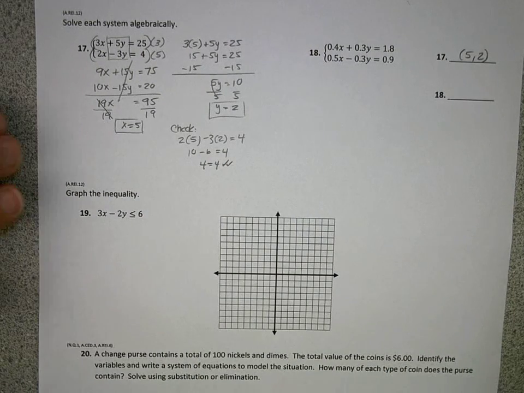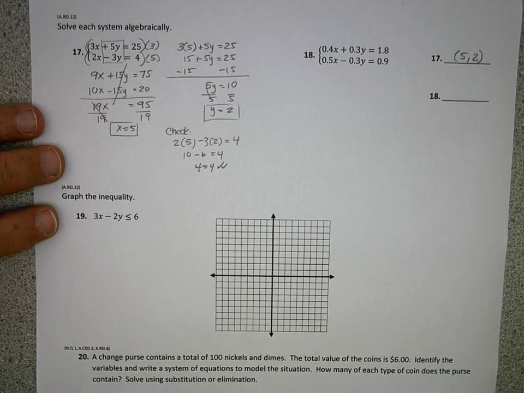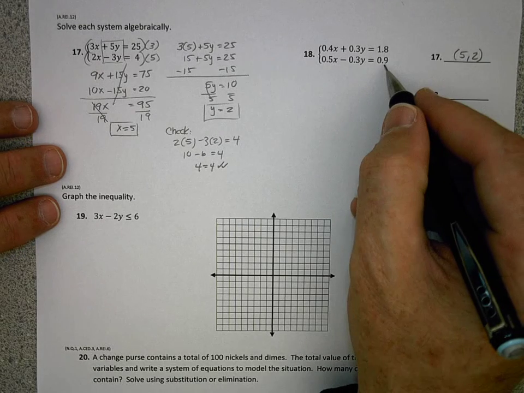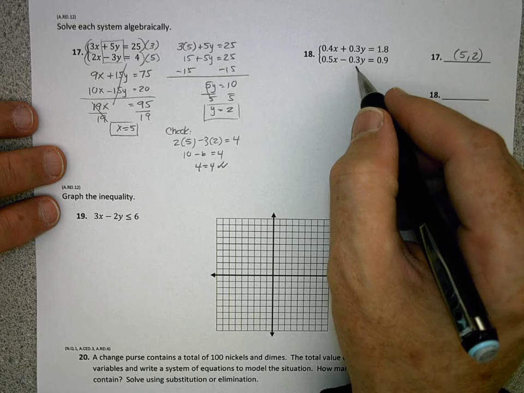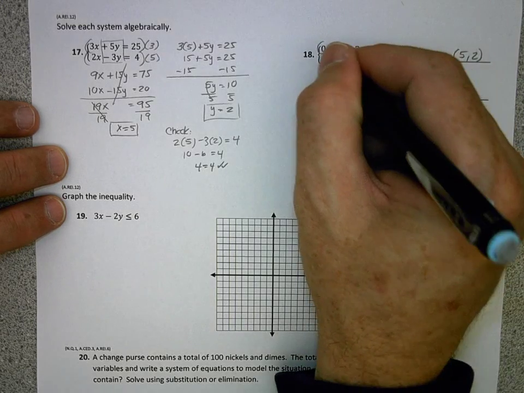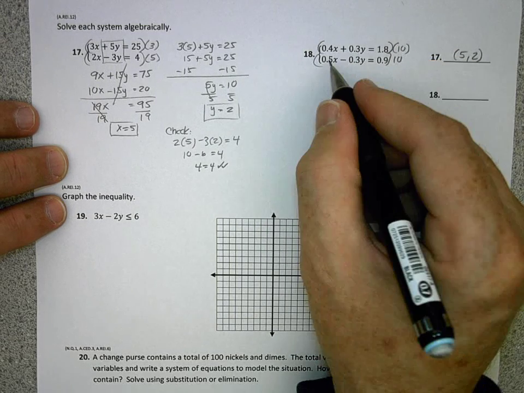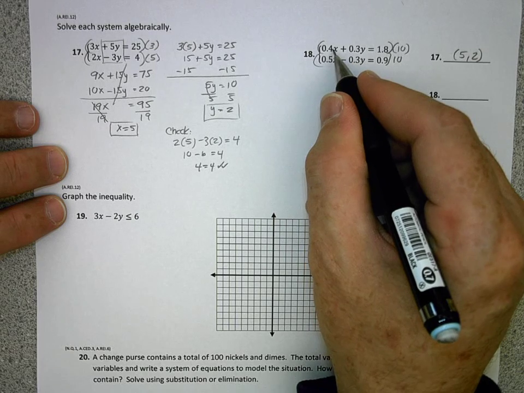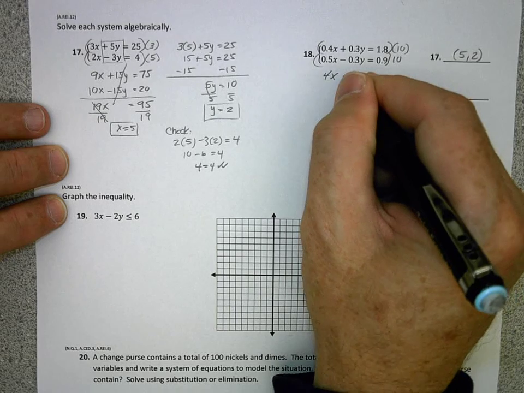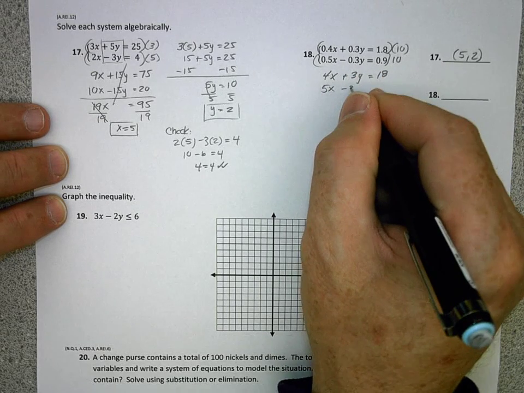Now 18, once again, the brains are starting to cool down. They're thinking decimal, decimal, decimal. What am I going to do? Let's just get rid of the decimal. Okay? So I notice all the decimals are just tenths. 9 tenths, 3 tenths, 5 tenths, 4 tenths. So if it were a tenth, I could get rid of it by multiplying it by a 10. And we'll do it to both of them. When you multiply a decimal by a tenth, it moves over 1. 100 move over 2. So this just simply becomes 4x plus 3y equals 18, and 5x minus 3y equals 9.